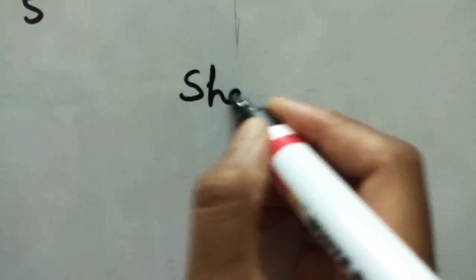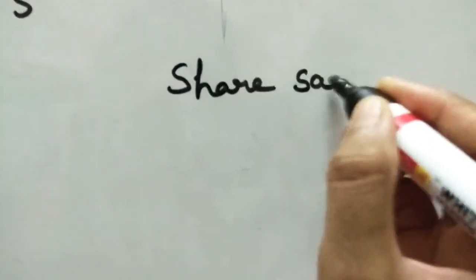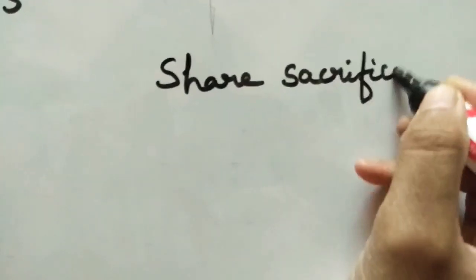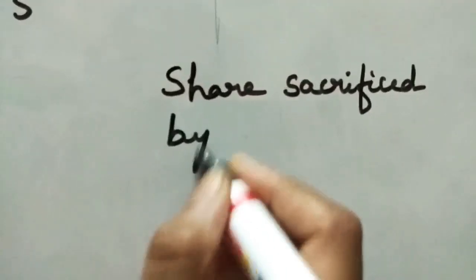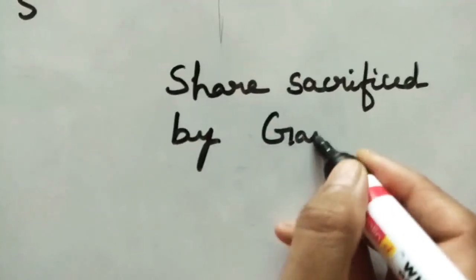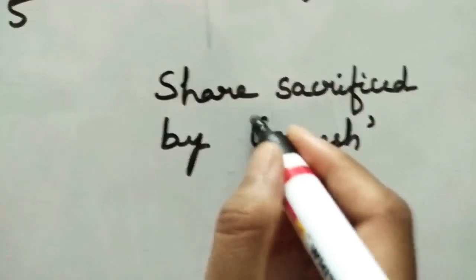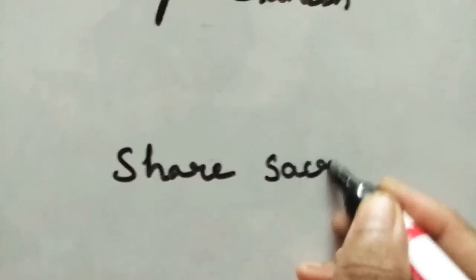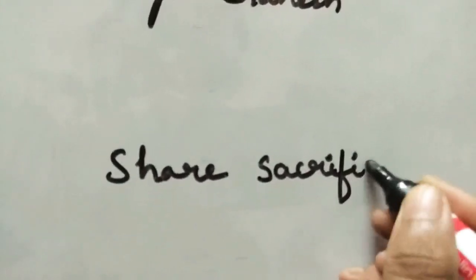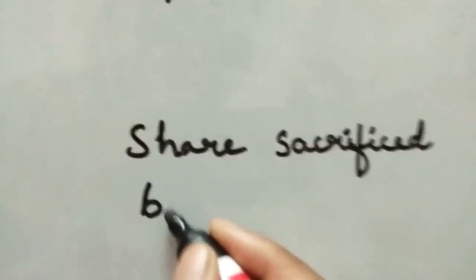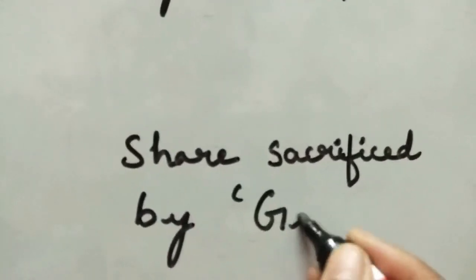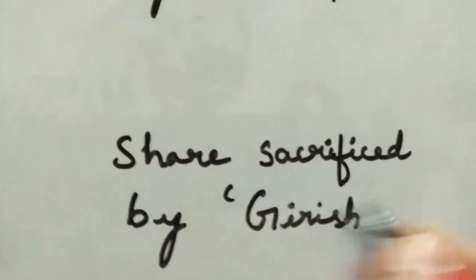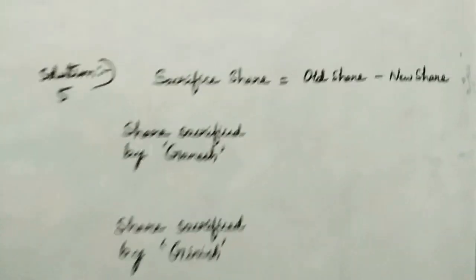So the next step, share sacrificed by Ganesh and then share sacrificed by Girish. We are going to use the formula and go for the calculation.